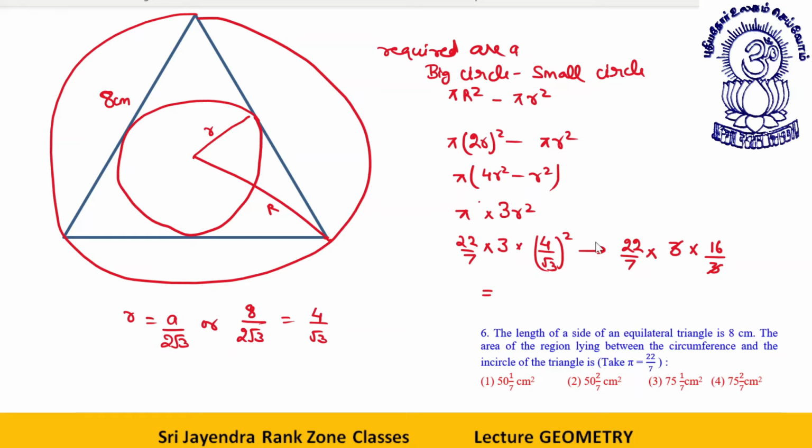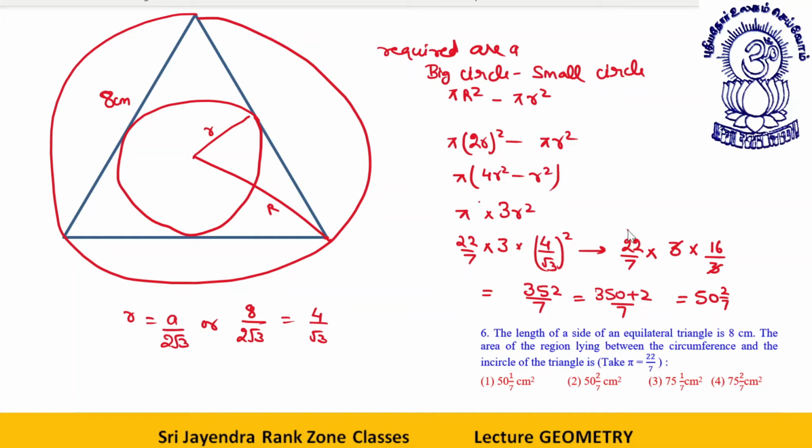So now if you need to multiply 22 and 16, you can say 19 plus 3 and 19 minus 3, that is 19 square minus 9. 19 square is 361, minus 9, 352 by 7, or very easily you can read it as 350 plus 2 by 7. That will give you 50 plus 2 by 7. This is your answer. Okay, dear students.